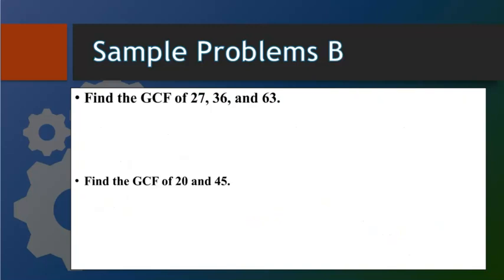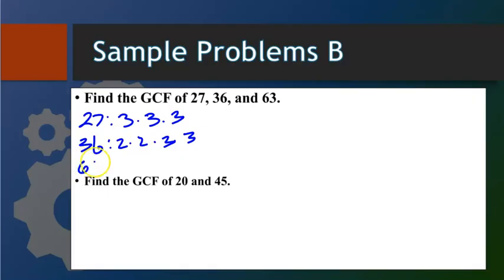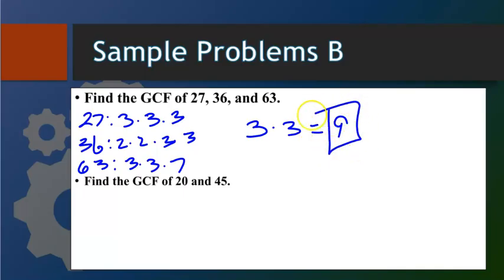Next, find the greatest common factor of 27, 36, and 63. Now I'm going to do prime numbers here. So 27 would be 3 times 3 times 3. 36 would be 2 times 2 times 3 times 3, because that's 4 times 9, and 4 times 9 is 36. And 63 is 9 times 7, so that'd be 3 times 3 times 7. They all have 3 in common. They all have 2 3's in common. So 3 times 3 would give us 9.